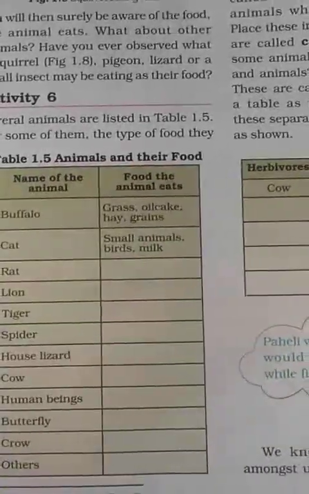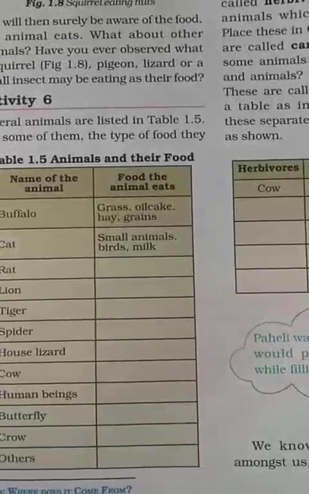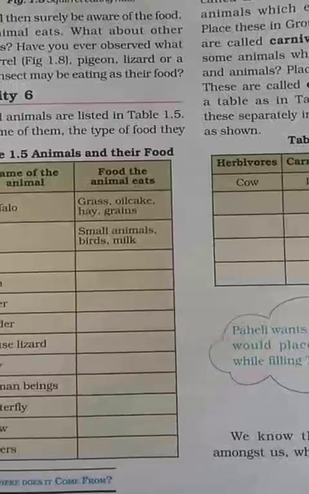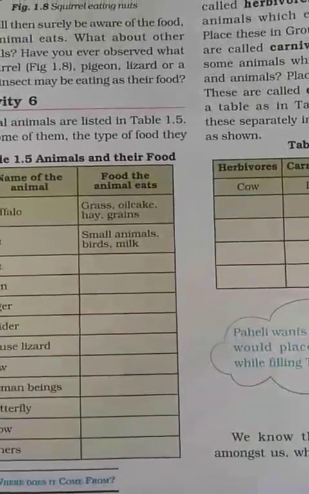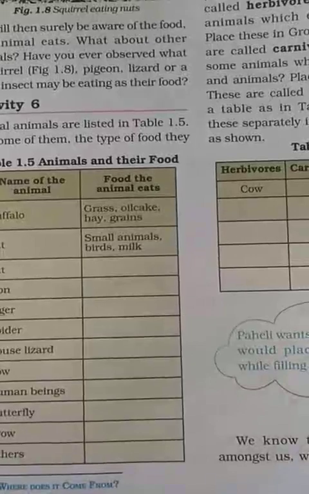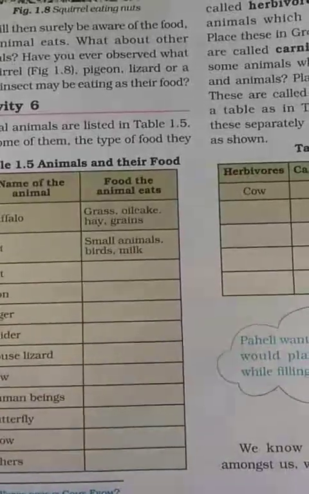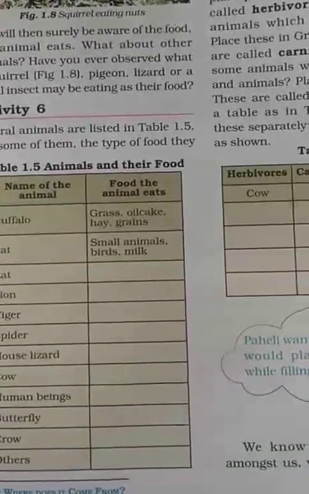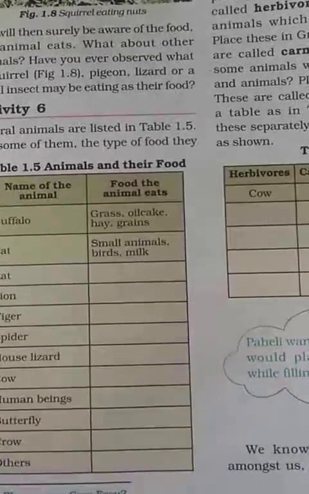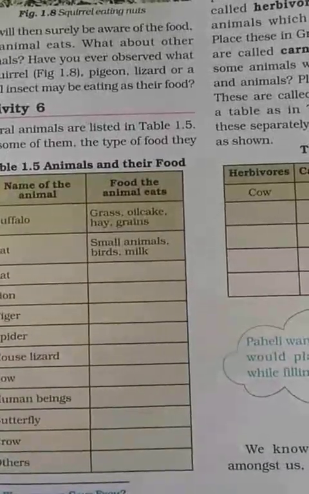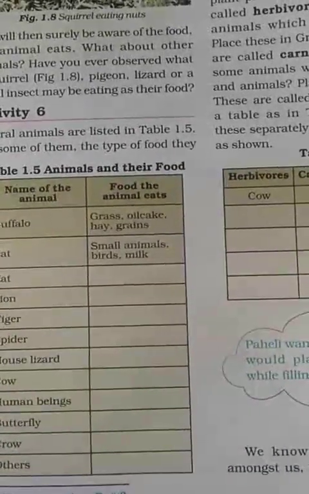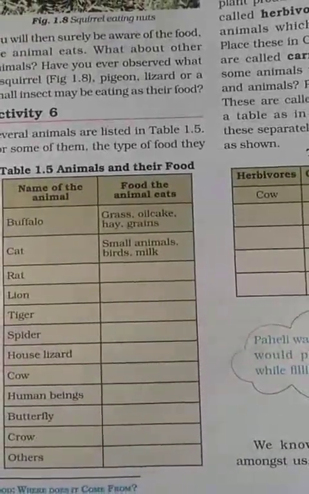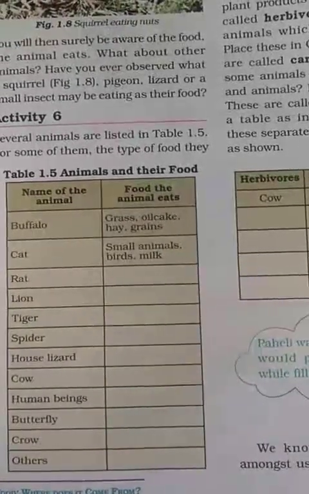Okay, now here the next activity is there. Several animals are listed. For some of them, the type of food is given. Name of the animal: first is buffalo, the second is cat. What are the buffaloes eating? Grass, oil cake, hay. Hay means you can say the dried grass, grains. Cat: small animals, birds, milk. Now you have to write the food that animal eats for the next animals. Find, search and fill this table in your notebook.